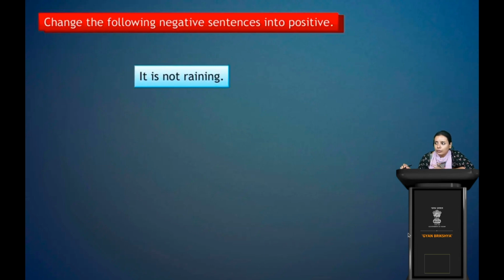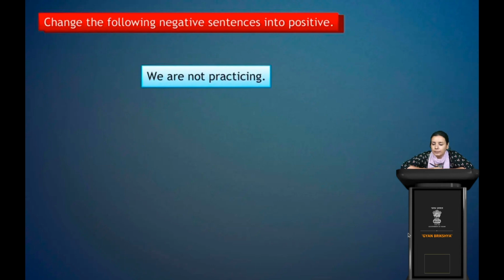It is not raining. What would be the positive form? It is raining. We have to just omit the not. It is raining. Now it is as simple as that. We are not practicing. We are practicing. So just omit not. We are not studying. We are studying.